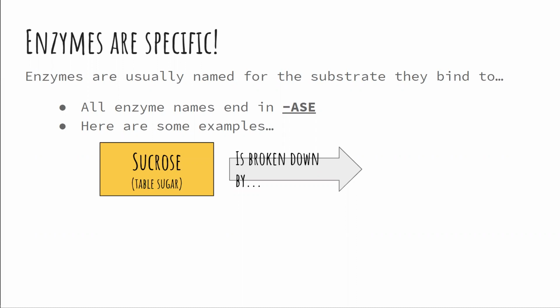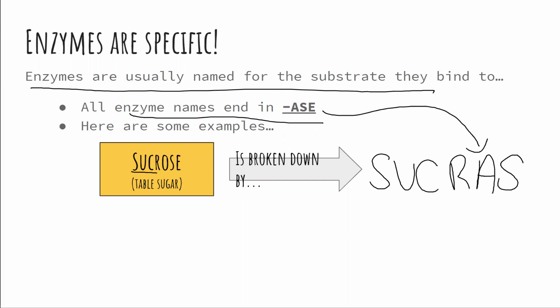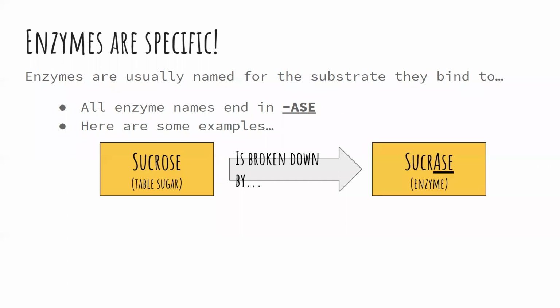So the first part of the name is sucra, I guess, because it's named for the substrate it's binding to. And the names end in ACE. So put ACE here, sucrase. So sucrose is broken down by sucrase. There it is.